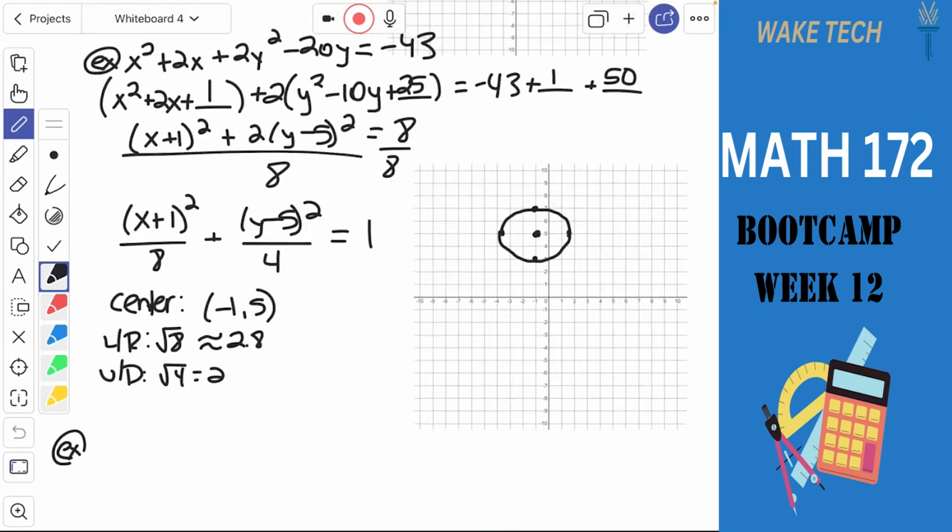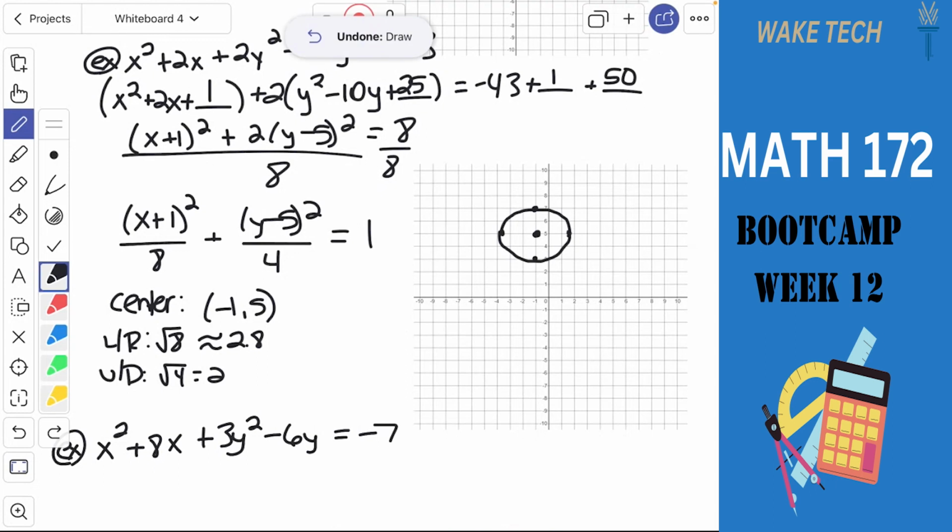I'm going to write down another one and give you some time to complete the square with this one. X squared plus 8x plus 3y squared minus 6y is equal to negative 7. So have a shot at completing the square in order to put the equation in standard form. We'll check that together in a second and create the graph together as well. Of course, if you want to create the graph, feel free to go ahead and do that.